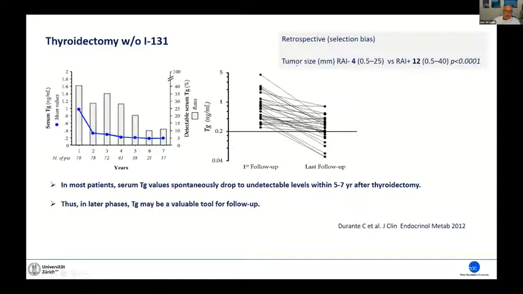In fact, you can see here that especially patients that were not treated with radioiodine displayed a 4 millimeter median diameter of the tumor. That means a microcarcinoma, so probably not a cancer at all. But this is still of relevance, as in the presence of a normal remnant, the thyroglobulin drops over time.